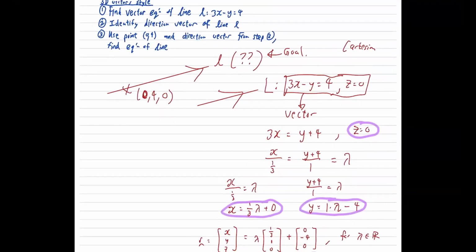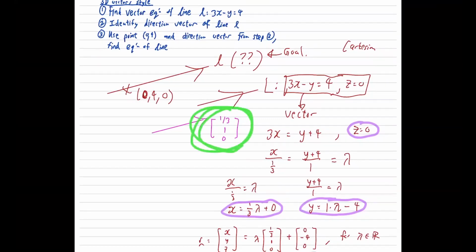Where's my 1/3, 1, 0? Maybe somewhere here. Doesn't matter where it is, just make sure it's parallel. 1/3, 1, and 0. So step 1 and step 2 are done already. And then now you do step 3. Use the point (0, -4, 0) and the direction vector from step 2. Find the equation of the line.